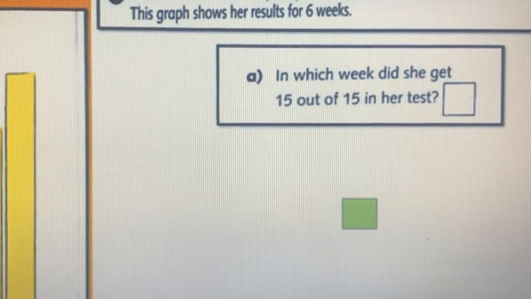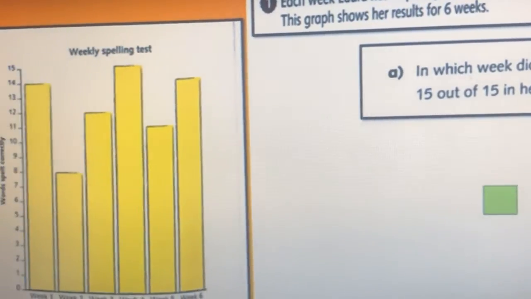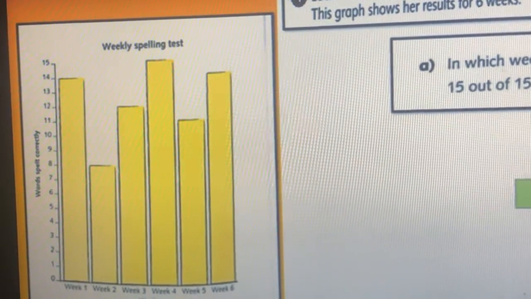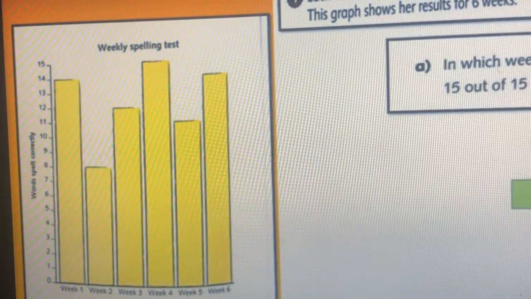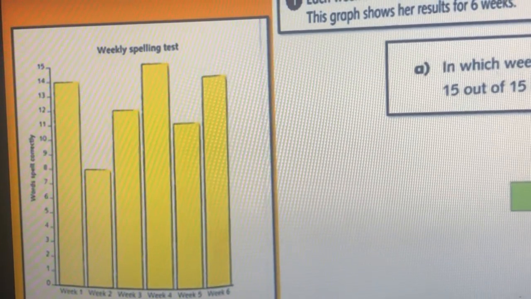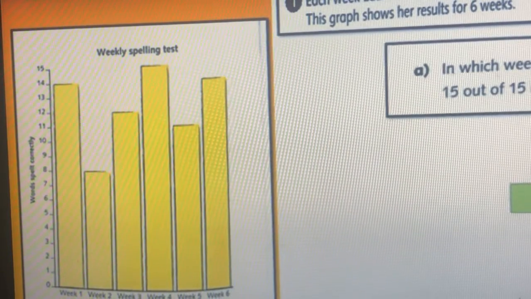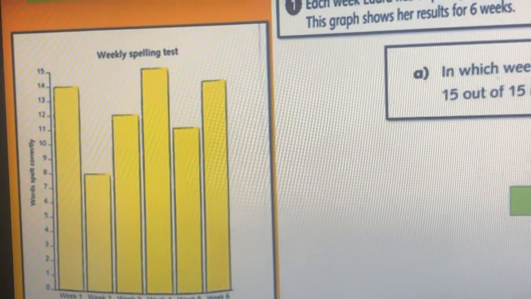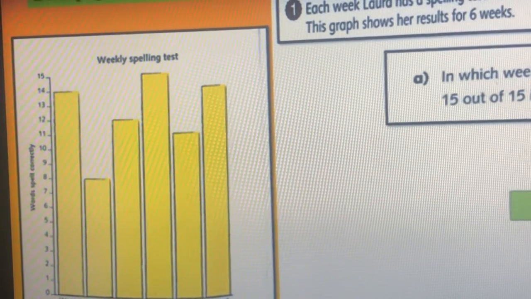We said before, any graph has a title, has a scale. We have to be familiar with them and read. Which one shows 15 out of 15? So, which part will I start to look at? Yes, words spelled correctly. This is the first part that I'm going to check. This part.